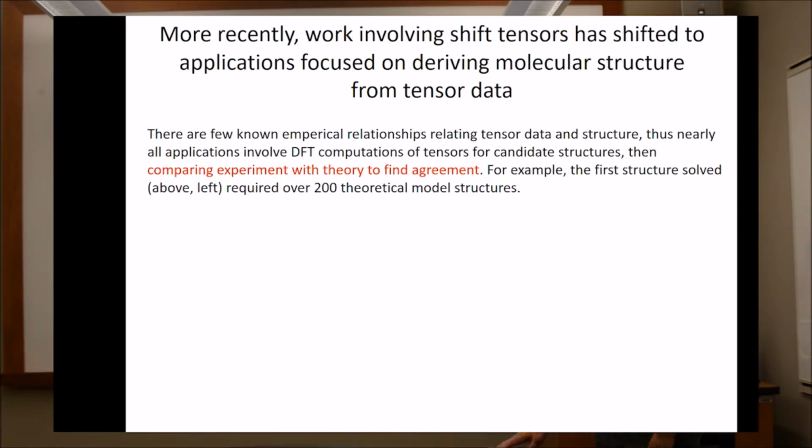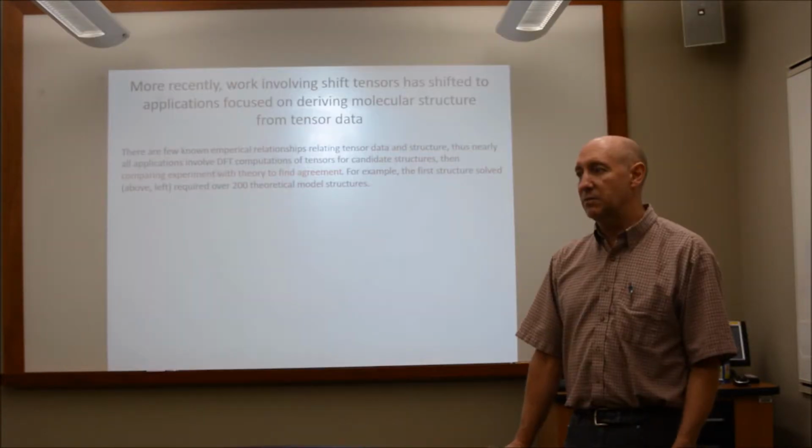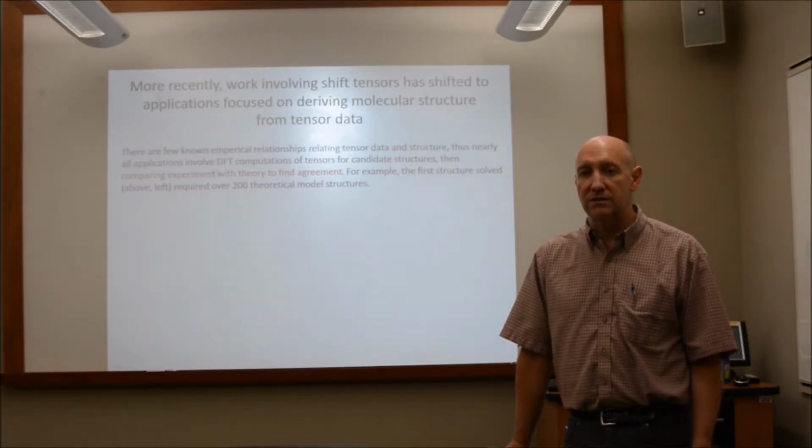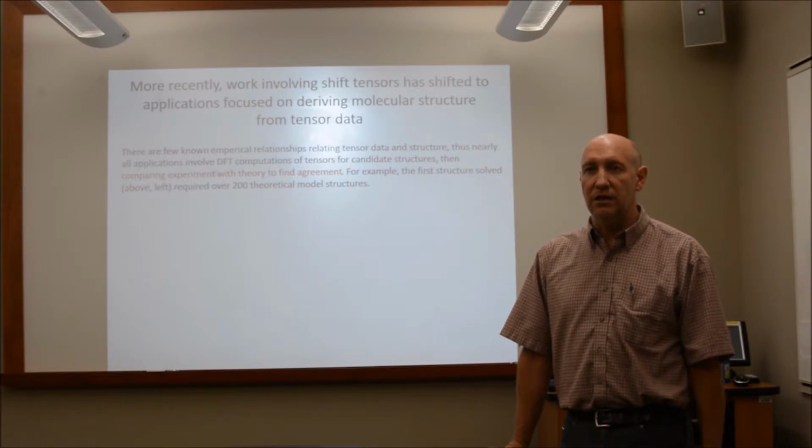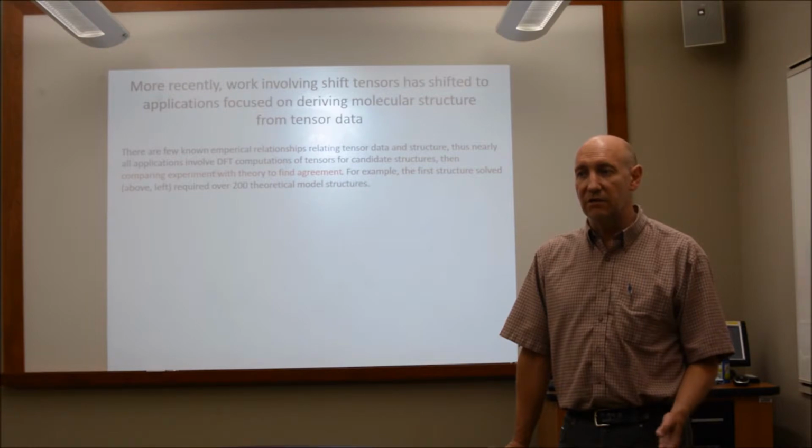And there are very few known empirical relationships relating tensor data to structure. So the method people have come up with is actually building a lot of structures on a computer, then calculating the tensors for each model structure theoretically, and then finding where they get agreement with the experiment.